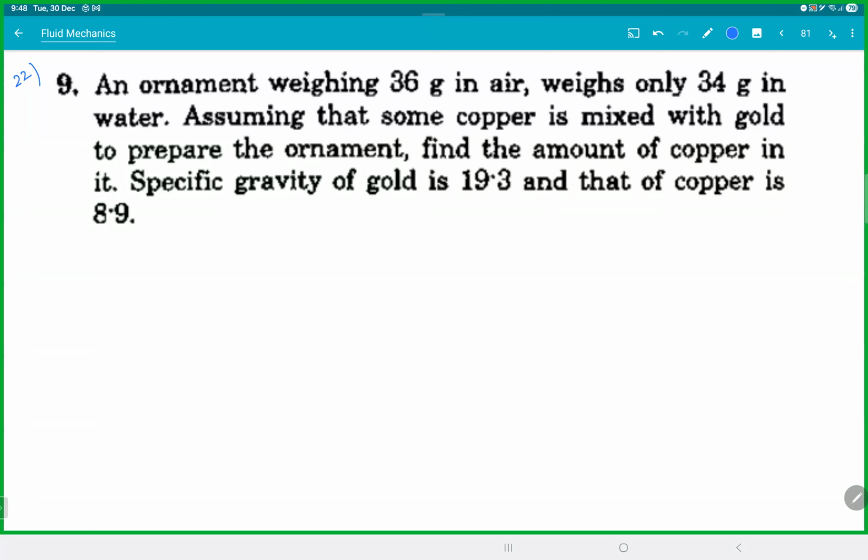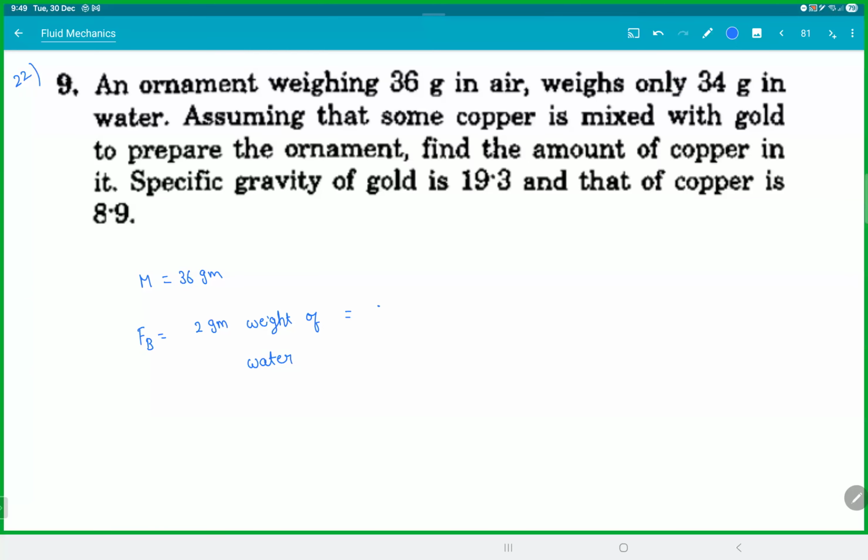No answers. First of all, the mass is 36 grams in air. And now it weighs only 34 grams in water. So why did you lose that 2 grams? That must be because of the buoyant force. The buoyant force must be the weight of 2 grams of water. So when you immersed it in the liquid, you lost 2 grams of weight because of that.